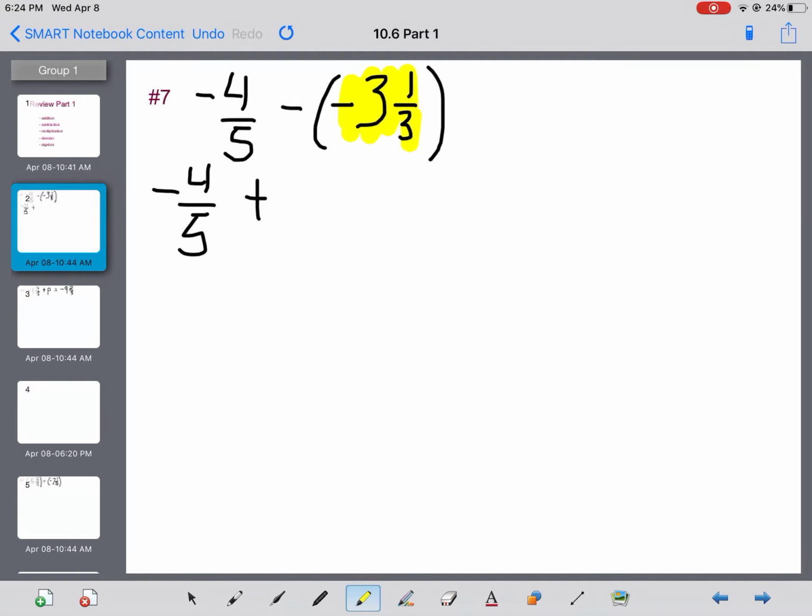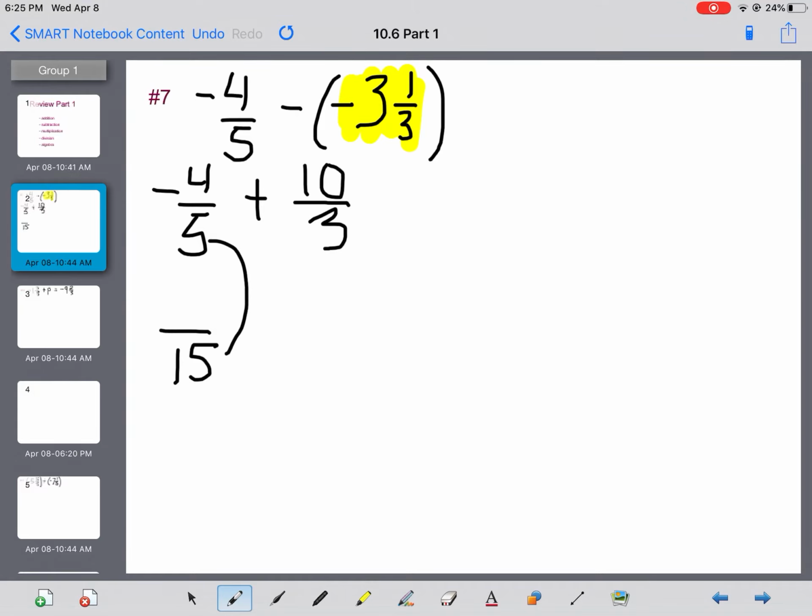But then I remember that when I'm working with a mixed number, I have to make it an improper fraction. So while I'm at it on this line, I might as well do that. So I do 3 times 3 is 9, plus 1 is 10. So I get -4/5 plus 10/3. Now the next thing I need to do when I'm adding fractions, I need to make sure they have the same denominator. So I think about 5 and 3, and I know that they both fit into 15.